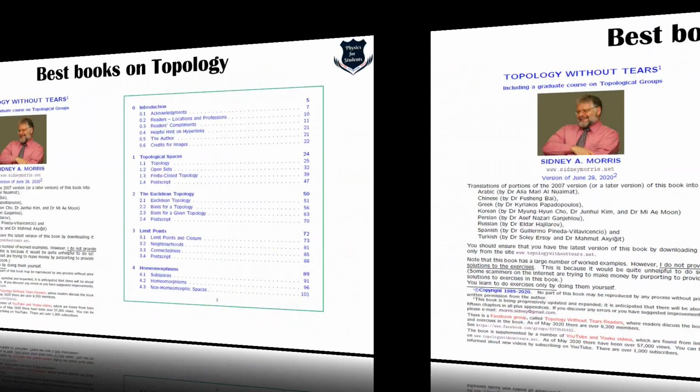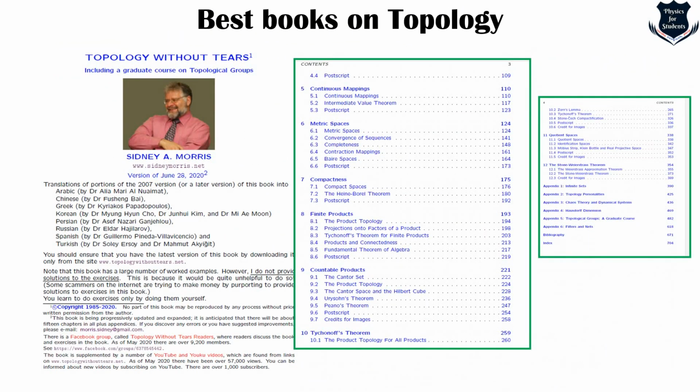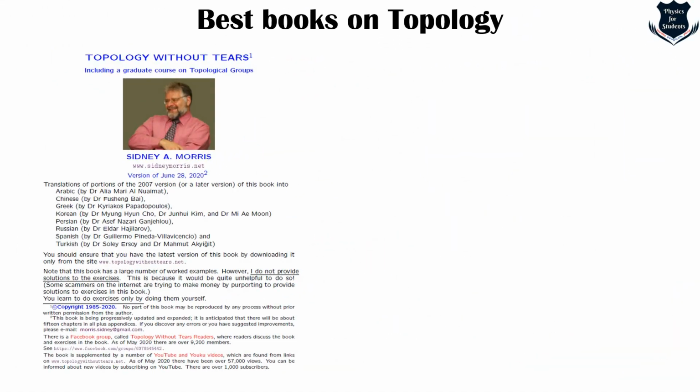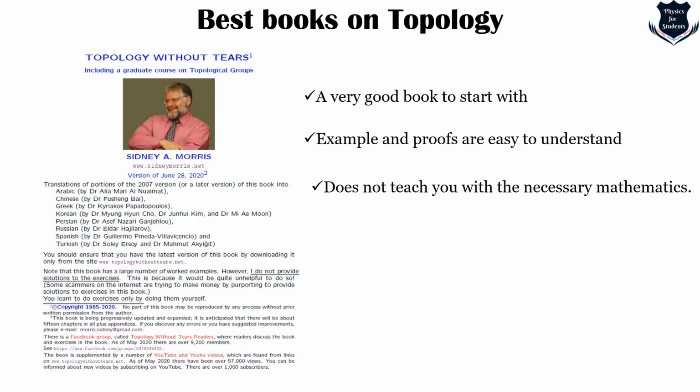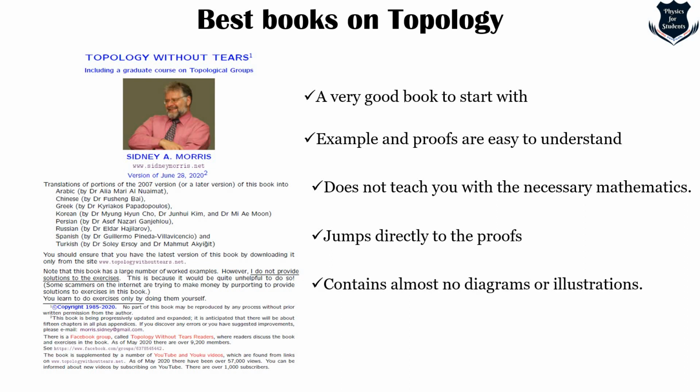So limit points, homeomorphisms goes ahead, followed by continuous mapping, metric spaces, finite products, and then it ends with the Weierstrass theorem and quotient spaces. Now, my take of this book would be that it is definitely a very good book to start with. Examples or proofs are easy to understand, but this book does not teach you the necessary mathematics.